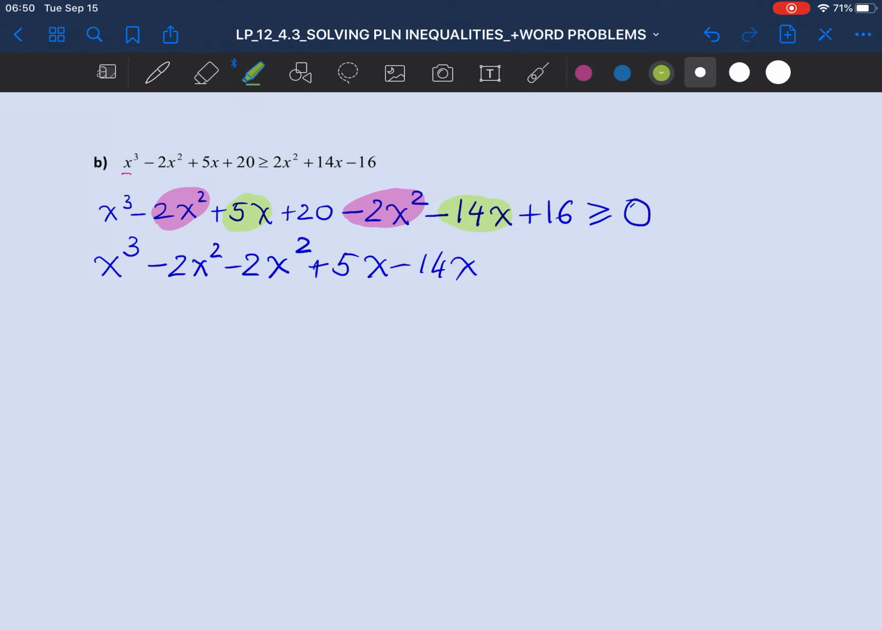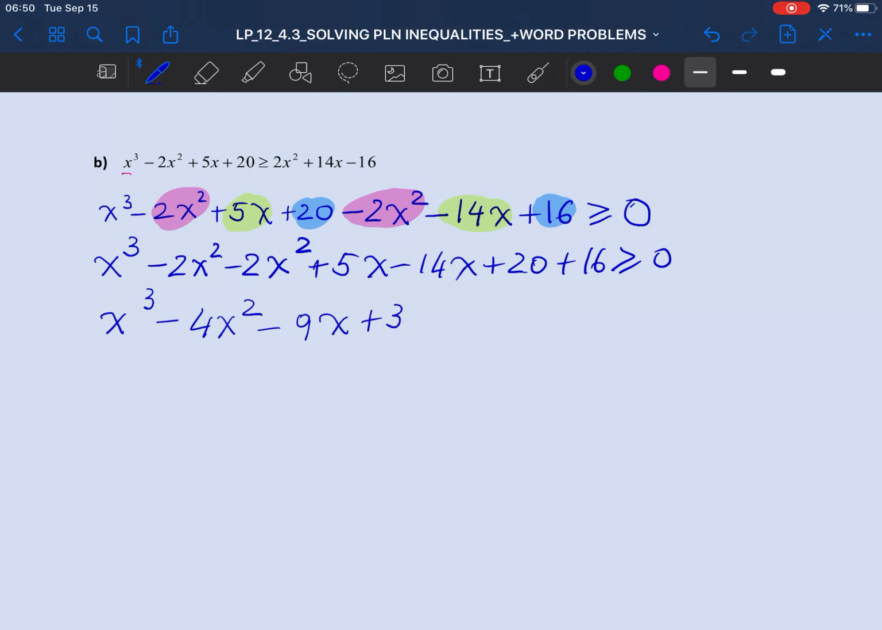And last but not least, we have the constants. So we have a 20 and we have a 16 in here. So we'll write plus 20 and then plus 16, bigger than or equal to 0. We need to completely simplify this. So x cubed minus 4x squared minus 9x plus 36, bigger than or equal to 0. Now, next thing we want to do is factor. So this was just first step only. Okay, so that was our step 1.